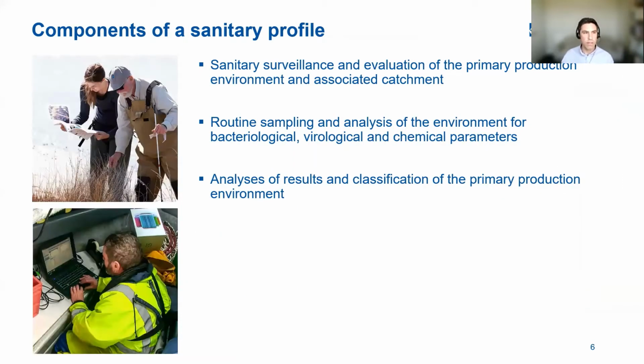So what does a typical sanitary profile contain? Essentially, sanitary surveillance and evaluation of the primary production environment and its associated catchment area. It could also include routine sampling and testing of waters and food for bacteria, viruses, or even chemical contaminants, and also classification of the primary production environment based on analysis of monitoring results.